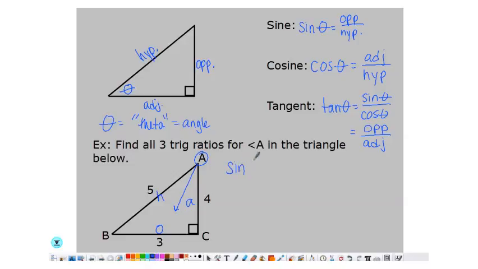So the sine of angle A would equal opposite, which is 3, over the hypotenuse of 5. Cosine of angle A would equal the adjacent 4 over the hypotenuse of 5. And then tangent of angle A is equal to opposite, which is 3, divided by the adjacent, which is 4. So there are our three trig ratios for that triangle, for that specific angle.